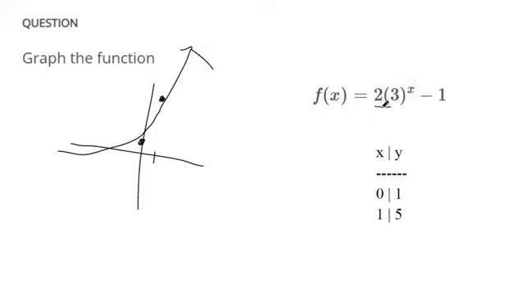And then 0 times 2 is going to be 0. We have this minus 1 that always brings us down 1. So the horizontal asymptote's right here at y equals negative 1.